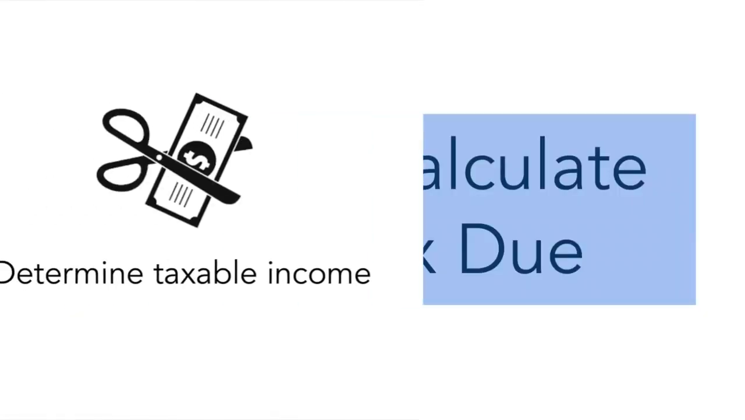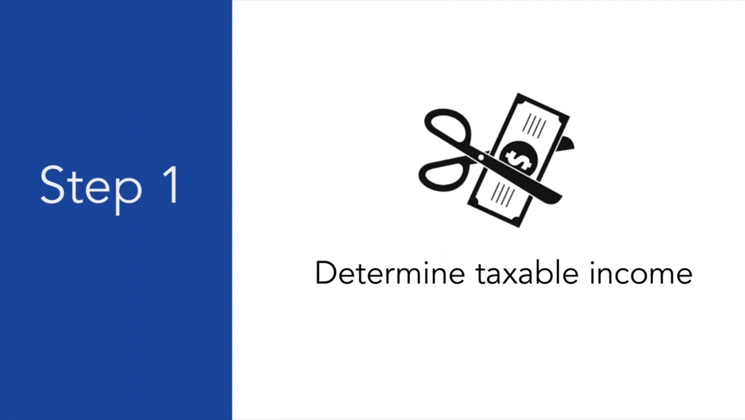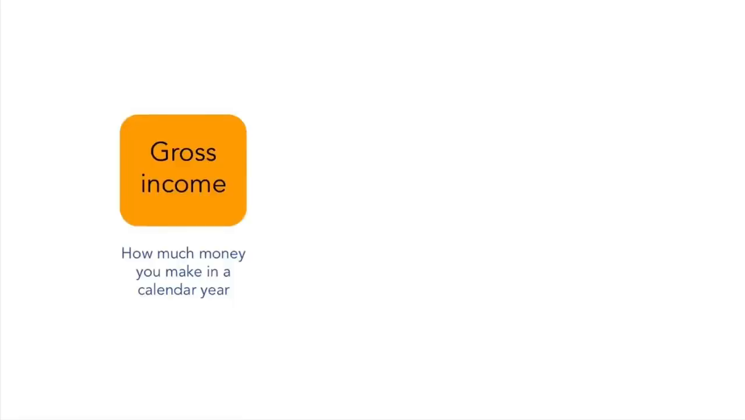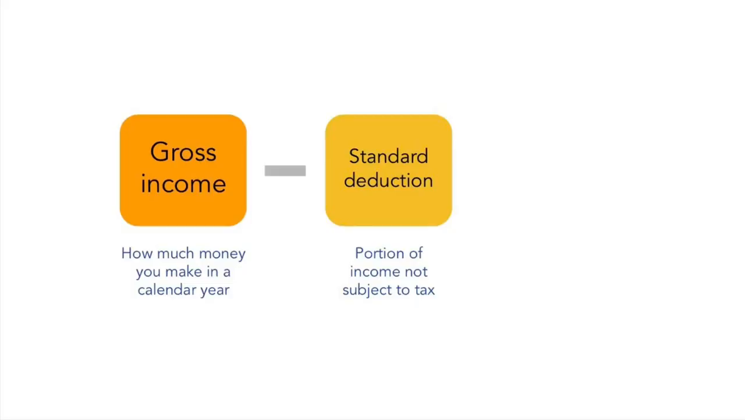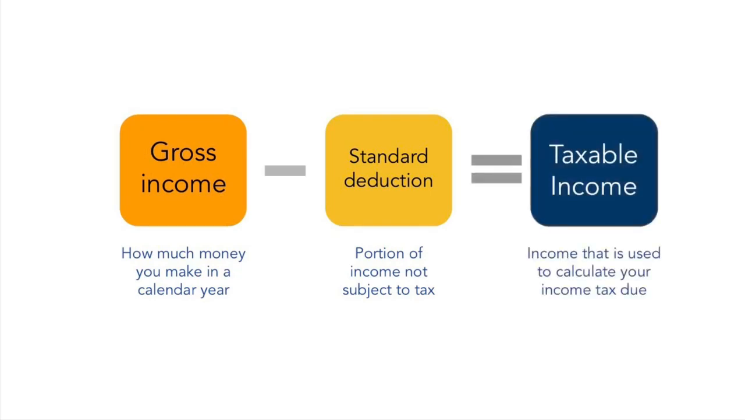The first step we need to take is to determine Omira's taxable income, or the amount of income that is used to calculate her tax due. Here's how. We first start with gross income, which is how much money you made in the calendar year. Then we can subtract the standard deduction, which is the portion of your income that is not subject to tax. This equals your taxable income, and we can use this number to calculate your income tax due.